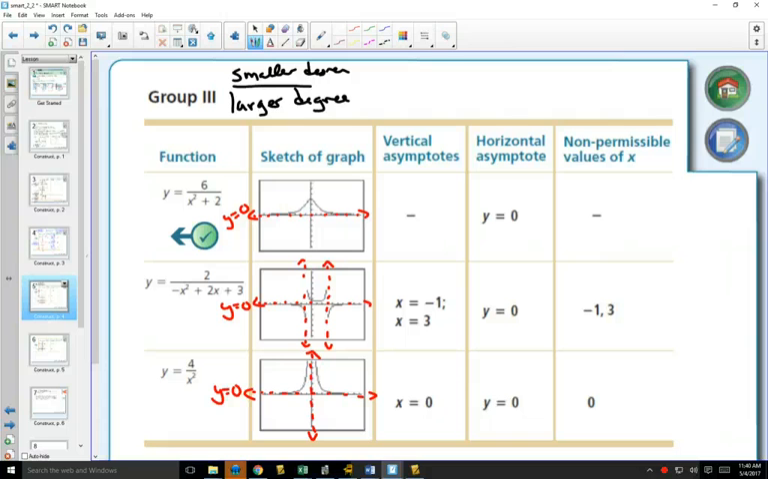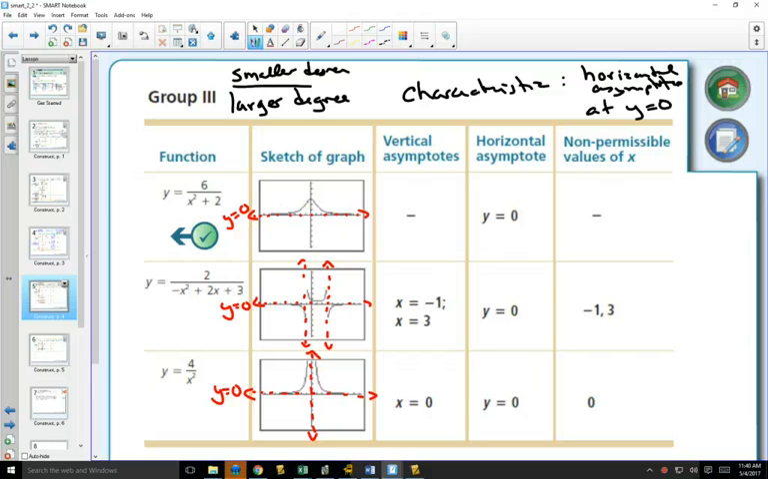What happens every single time as far as a characteristic for this group? Sometimes we have vertical asymptotes, sometimes we don't. But a characteristic that we always have is we always have a horizontal asymptote at y equals 0. Now, why does that happen?